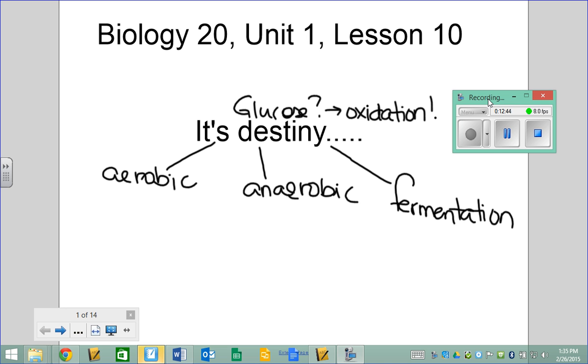Here are the key differences between these things. Aerobic respiration absolutely requires oxygen. If oxygen is unavailable, then aerobic cellular respiration cannot occur.